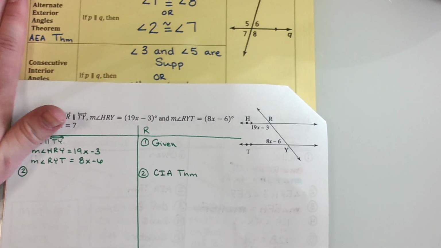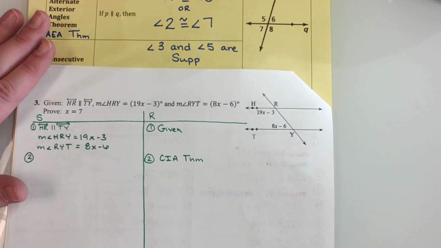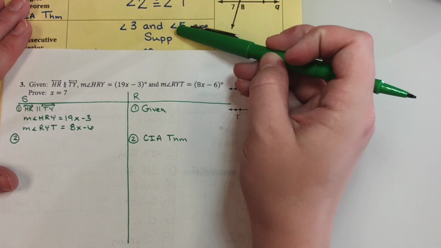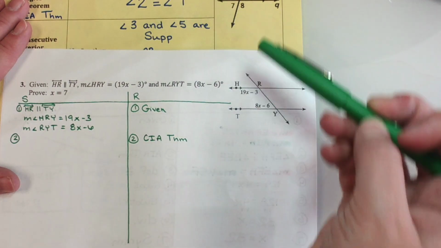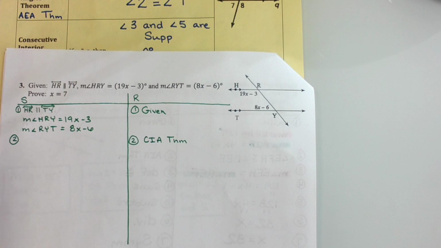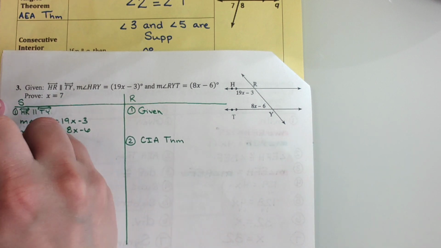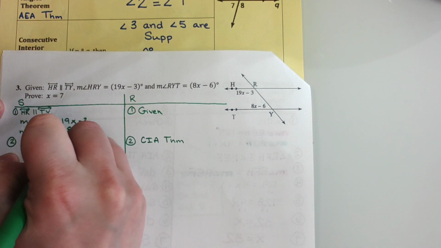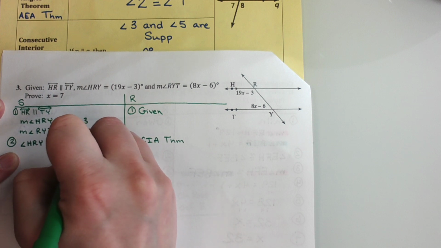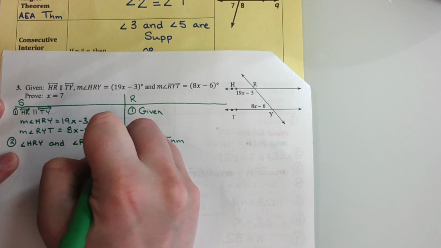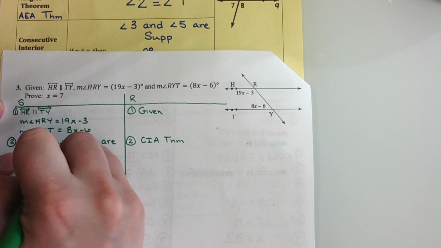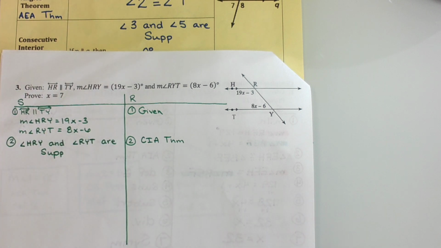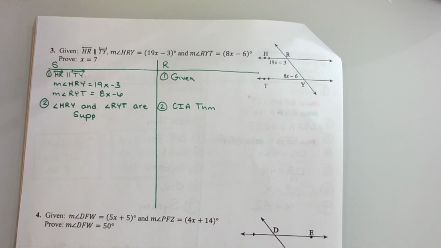Now this one's the different one. This is the one that says they're supplementary. And that's exactly what it says in the theorem itself, which means that's what I have to put here. I put them by name and say they are supplementary. Their names are angle HRY and angle RYT. And I write that they are supplementary. That is what the theorem allows me to write.